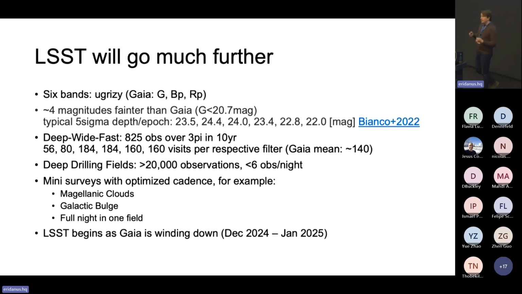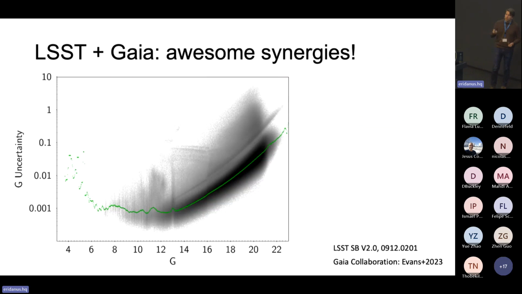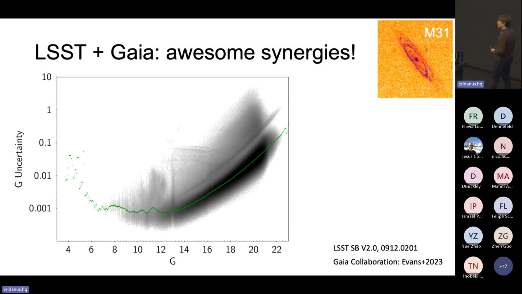So LSST, unfortunately, only starts just as Gaia is winding down, so there's probably no overlap in time specifically. That's a bit unfortunate. But in terms of precision as a function of magnitude, it's just perfect. If you look here at this plot showing the mean uncertainty in the Gaia G-band as a function of G-band magnitude, you see this kind of curve here.